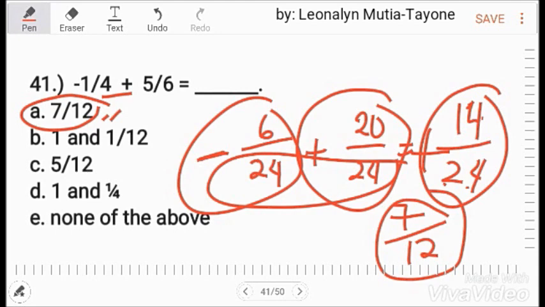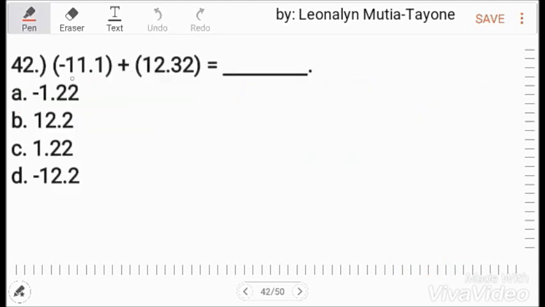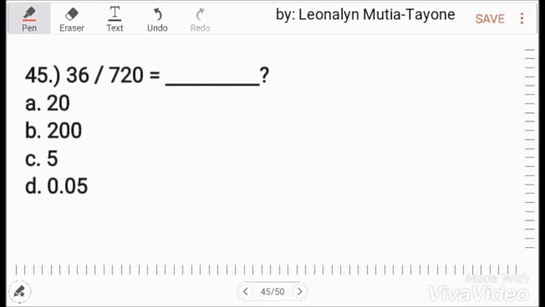Letter A. Number 42. Negative 11.1 plus 12.32. Pareho lang ang number sa mga choices, pareho lang ang number. So, ang titingnan mo ay yung negative at saka yung positive. Positive man to. Mas malaki si positive. So, ang answer ay positive. So, wala na yan. Ngayon, 12 lang at saka 11. So, kung ang difference nito ay 1 lang naman, so ang answer ay letter C na.